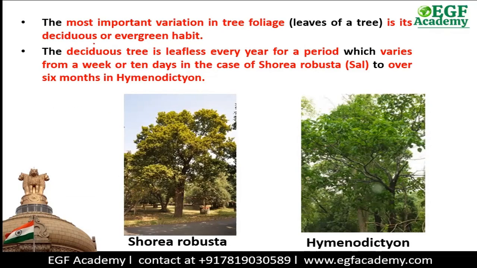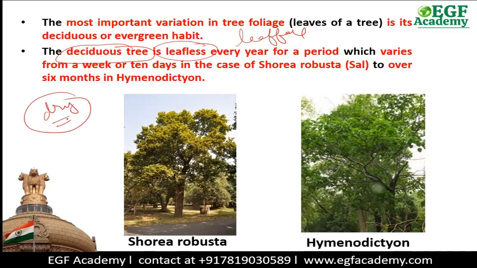Now next is the habit of the tree. It means whether it is deciduous or evergreen. Again, it depends on the climate in which that tree is found. What are deciduous trees? In deciduous trees, leaf fall is found. These trees have leaf fall in a particular month of the year. And which month will they have leaf fall? It will be in the dry month when there is no rainfall. It means the environmental condition is very dry. There is a shortage of water. At that time, these trees have leaf fall.